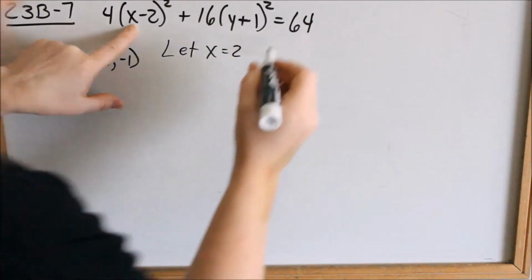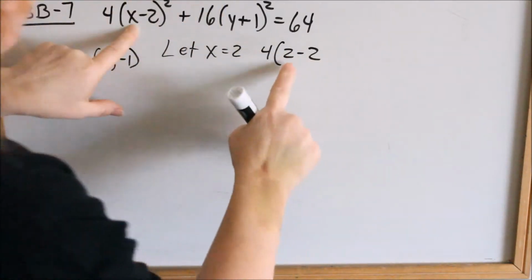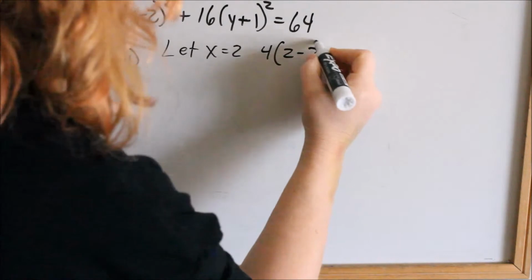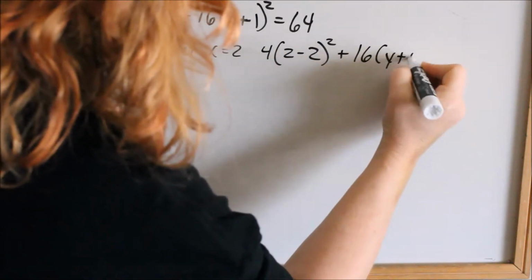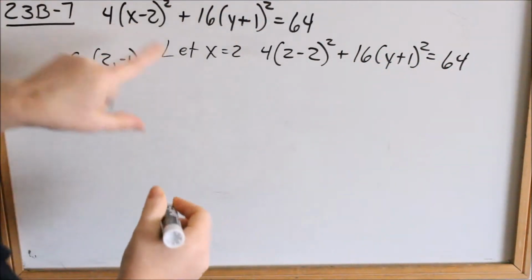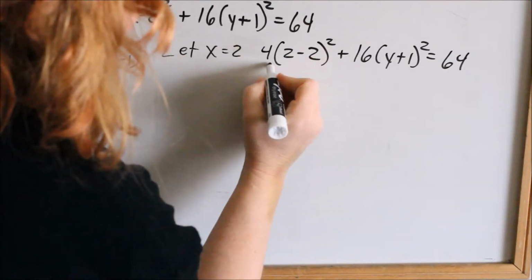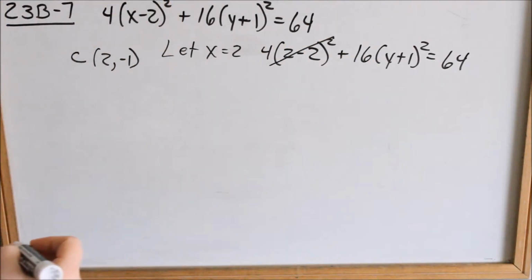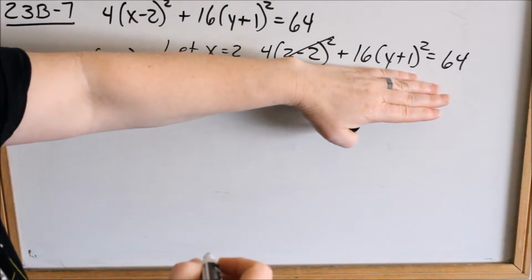So when x equals 2, here's what I have. 4 times 2, I'm putting in my 2 for x, squared. I'm not doing anything to the y values because I'm going to solve for y. So 2 minus 2 is 0. 0 squared is 0, and 0 times 4 is 0, so that whole thing goes away. So the only thing I have left is this. So I'm solving for y.